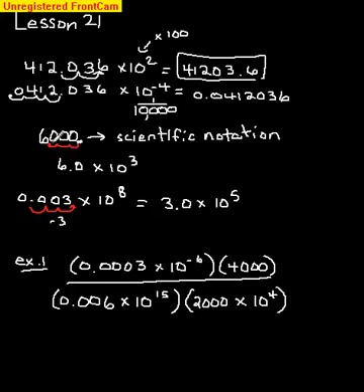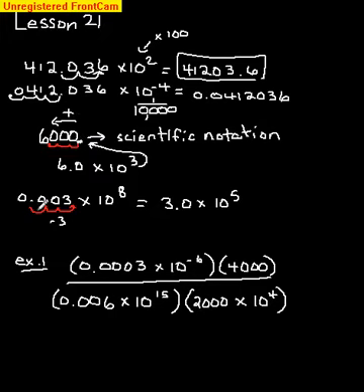So when we move it to the left, it's going to be a positive 3, because you want to be able to get back to what you started with. See, this is going to make it times 1,000, which will put us back to 6,000. So in scientific notation, whenever we move the decimal point to the left, it's going to be plus.